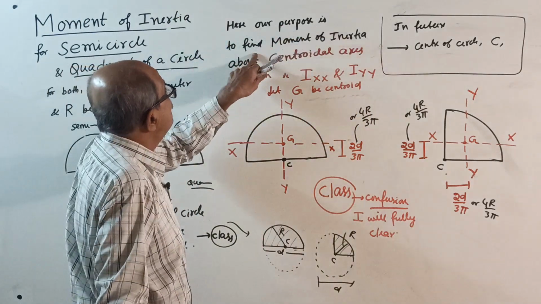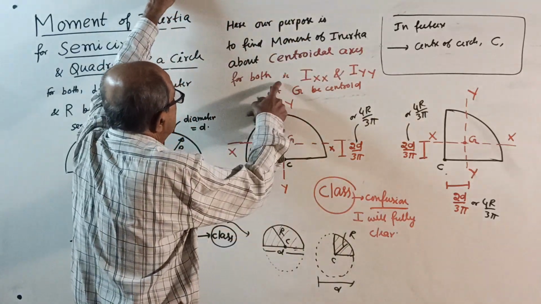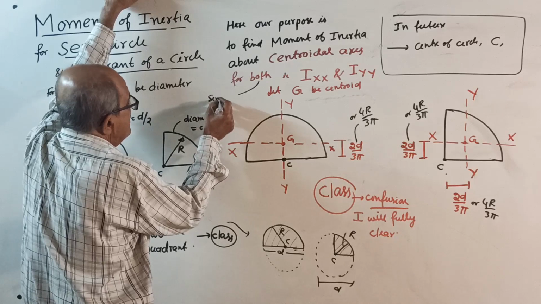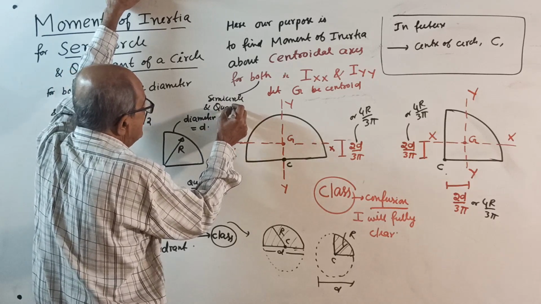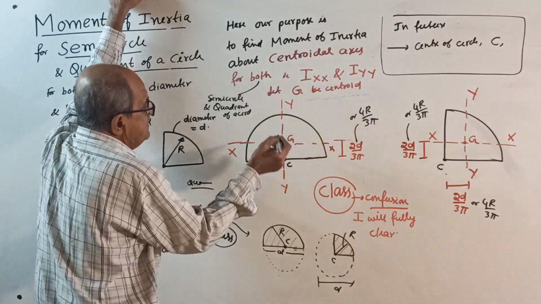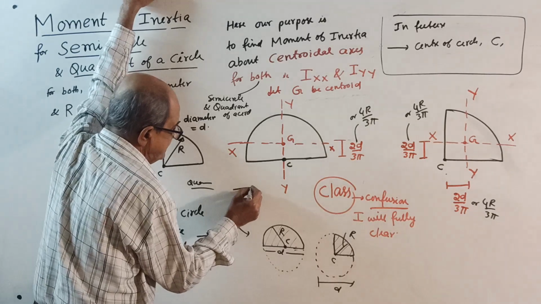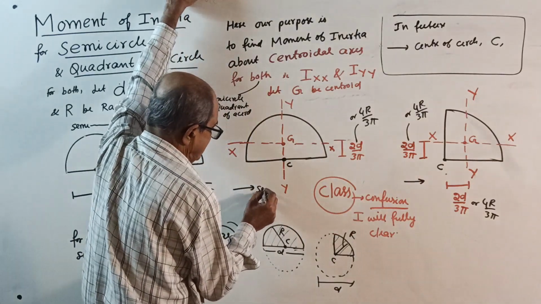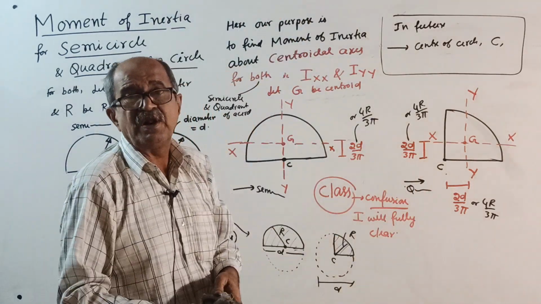Here, our purpose is to find moment of inertia about the centroidal axis for both the semicircle and the quadrant of a circle. Let G be the centroid. Here write, consider semicircle. Here write, consider quadrant of a circle. Write a complete statement, a little statement you have to write.